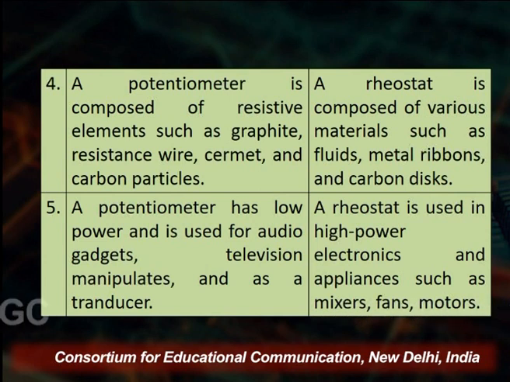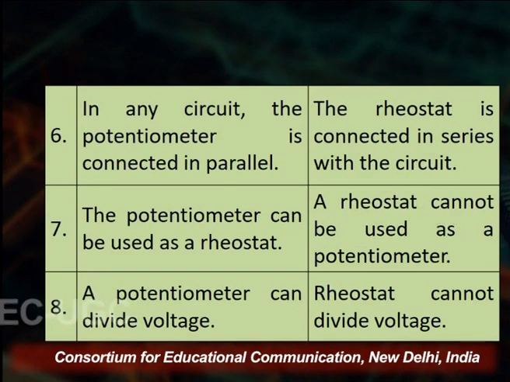and carbon discs. A potentiometer has low power and is used for audio gadgets, television manipulators and as transducers. But the rheostat is used in high power electronics and appliances such as mixers, fans and motors. In the circuit, potentiometers are connected in parallel, while the rheostat is connected in series with the circuit, and the potentiometer can be used as a rheostat, but the rheostat cannot be used as a potentiometer.